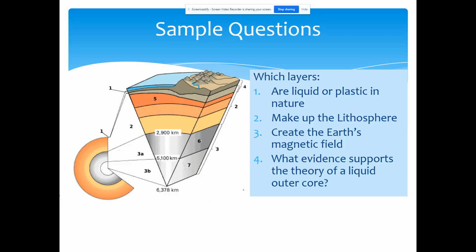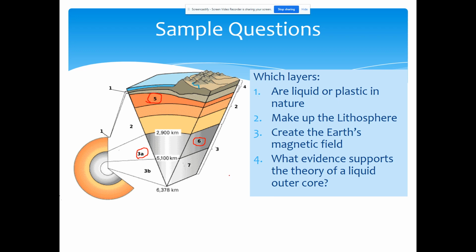Okay, let's pause and do a few sample questions here. Number 1, which layers are liquid or plastic? If you said this layer here, number 6, which is also 3A, then you would be right. That's the liquid outer core. The other layer that is a little bit fluidy is this layer here, number 5. That would be the plastic layer called the asthenosphere.